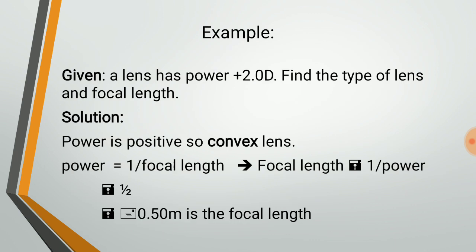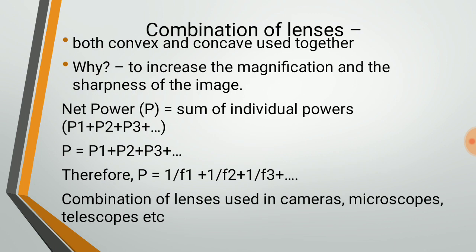We shall see one example here. A lens, we don't know what type of lens that is, has a power of plus 2.0 diopter. Since the positive sign is given, we can directly say that it is a convex lens, and we are supposed to find the type of lens, which we have found from the sign, and the focal length of the lens. So, power is equal to 1 by focal length, so focal length is equal to 1 by power. Here the power is given as plus 2, so I am substituting 1 by 2. I get 0.50 meter as the focal length of the given convex lens.